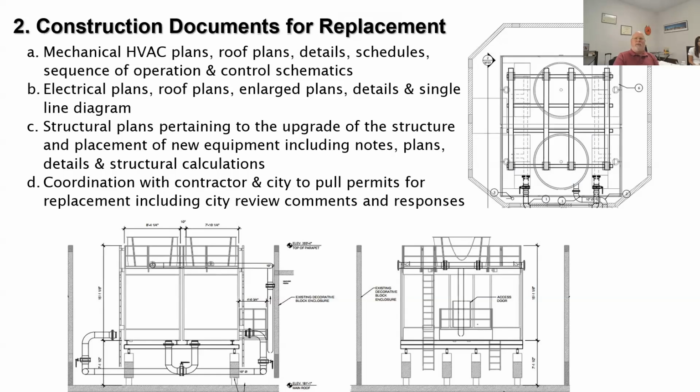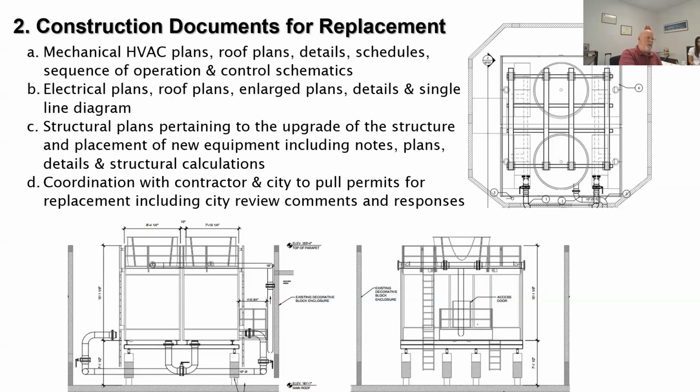But again, to do the permitting, you're going to require a full set of plans, mechanical, electrical, and again, if there's structural, that most likely will need to be done, there will also have to be structural drawings and calculations to show what needs to be done to beef up the existing structure. And then as part of this process, in the next step, we will also work with the selected contractor to pull permits and see what the city review comments are and respond to them.